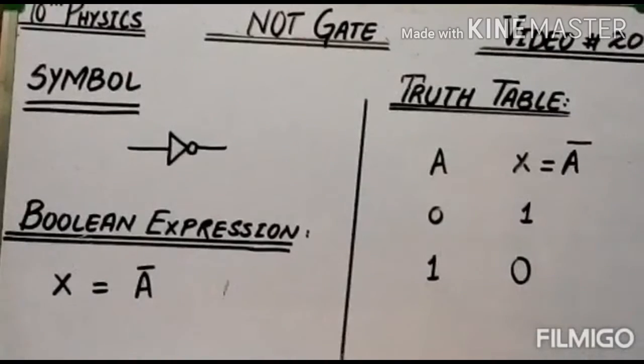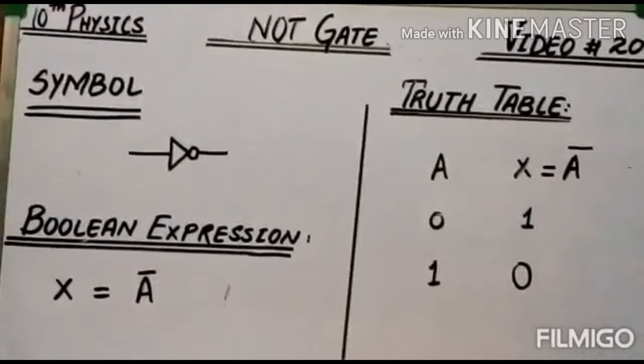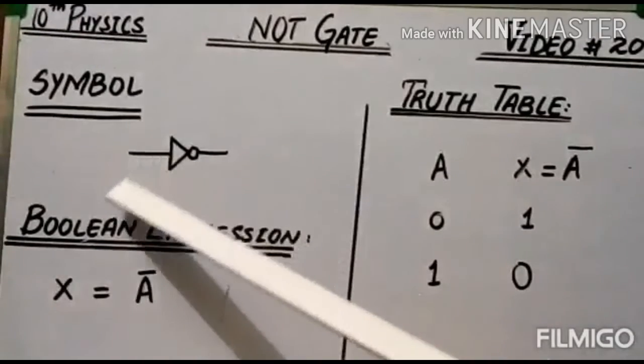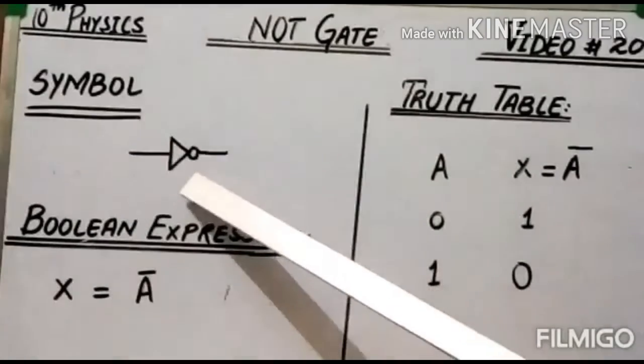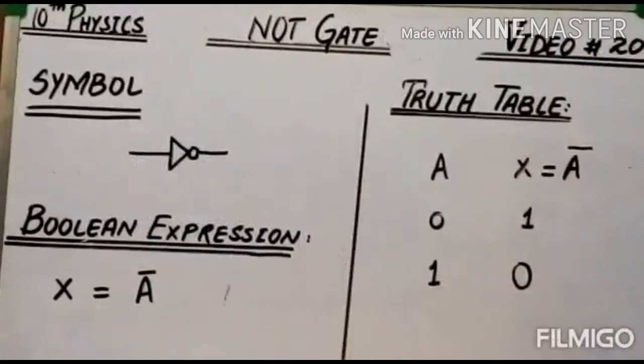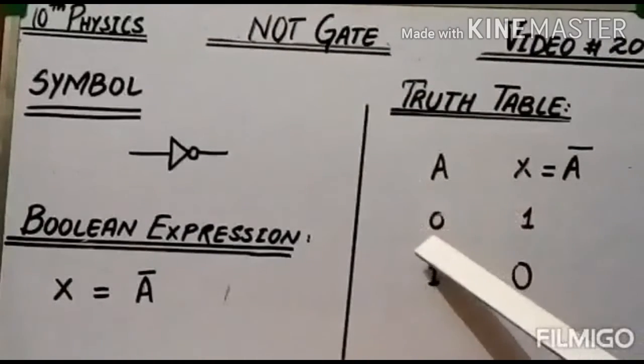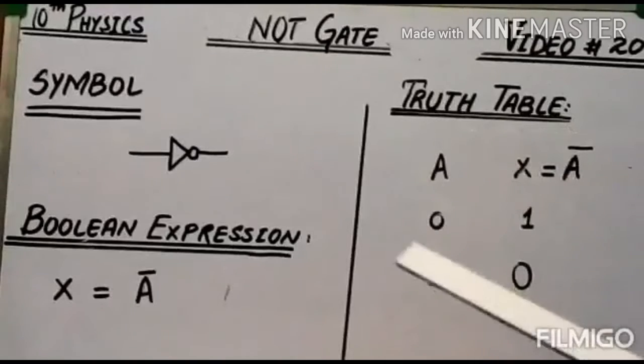The next gate that we will discuss is the NOT gate. This is the third basic logic gate. Its symbol is this, a triangle with a circle at the end. It is only a one-input gate. What is the Boolean expression? It is X is equal to A bar. It means you have to invert the input. Here, if the input A is 0, the output will be 1. If the input is 1, the output will be 0.